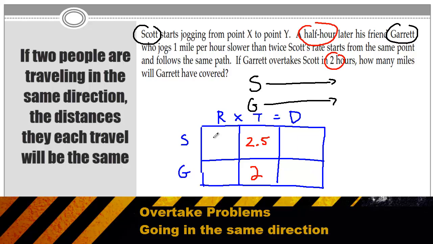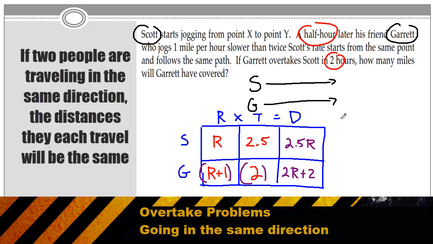We don't know Scott's rate, but we do know Garrett is 1 mile per hour faster than Scott, so we could write his rate as Scott's rate plus 1. And then we calculate their distance. Scott's rate times his time is going to be 2.5r. And Garrett's distance is going to be r plus 1 times 2, or 2r plus 2.